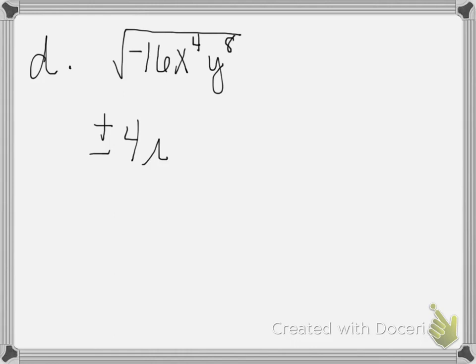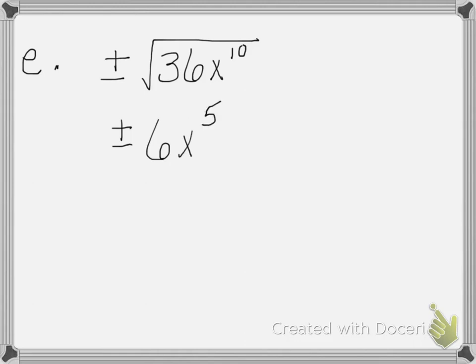When you have the square root of a negative number, that's an imaginary number, and anytime you take an even root of a negative number, you must give it plus or minus. Once again, you divide the root into the exponent when you have variables. Plus or minus the square root of 36x to the 10th is plus or minus 6x to the 5th.